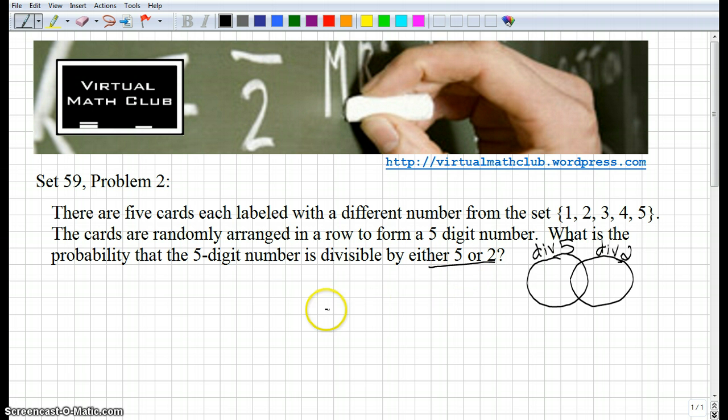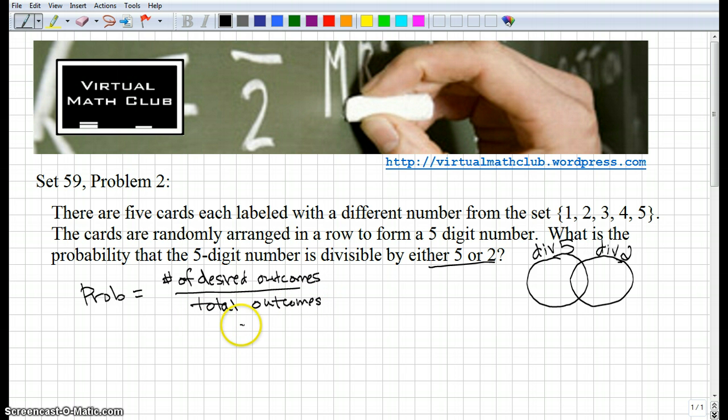Okay. So probability is just how many out of how many. So it's the number of desired outcomes, and like I said before, desired outcomes would be where it's divisible by 5 or 2, over the total number of outcomes, right? So total outcomes. All right, and if we just take the ratio of those two things, then we get our answer.